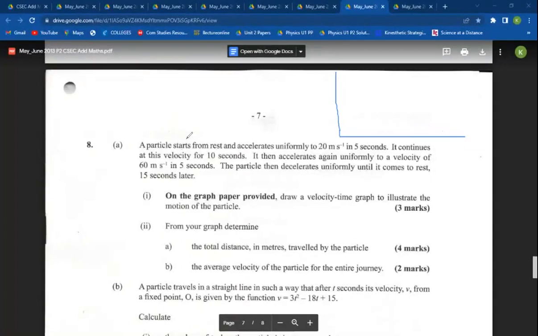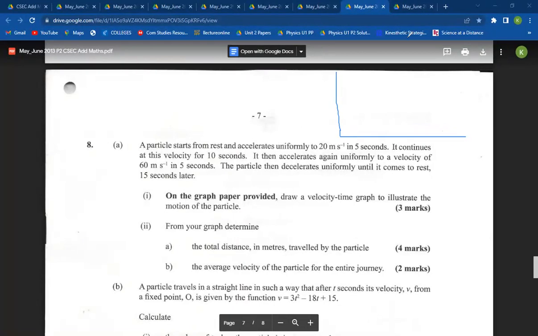Let's start. A particle starts from rest and accelerates uniformly. A particle starts from rest, meaning that velocity, okay, hold on, before we jump all the way into that. V time. So you should label your axes whenever you're drawing the graph. The Y is velocity, because they told me it's a velocity time graph. T is time.